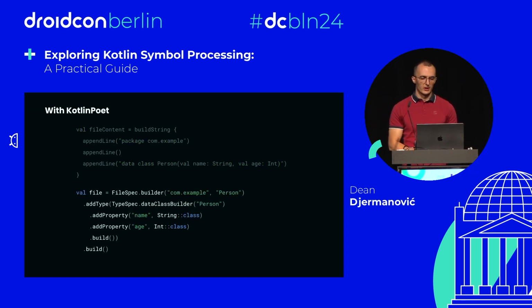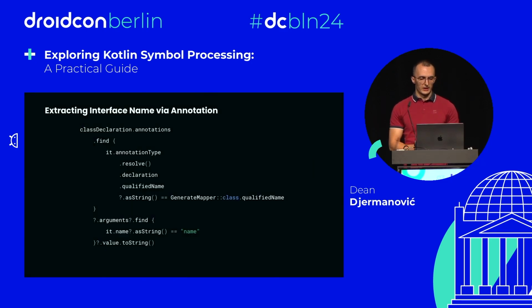Kotlin Poet provides us a way to generate Kotlin code using builders, and it handles things such as importing, escaping, and formatting automatically. So the below code snippet will produce exactly the same output as the above code snippet, but with a much cleaner and simpler syntax.